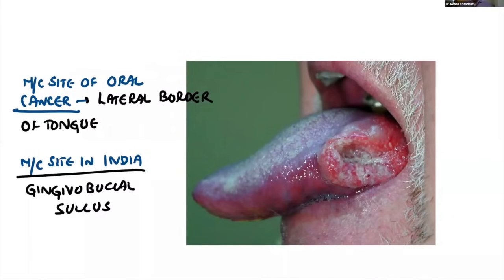The most common site of oral cancer all over the world is the lateral border of tongue. The most common site in India is the gingivo-buccal sulcus or the buccal mucosa. That is the most common site. The biopsy, we always take an incisional biopsy in these cases from the edge. So we will take an edge or a wedge biopsy to confirm the diagnosis.